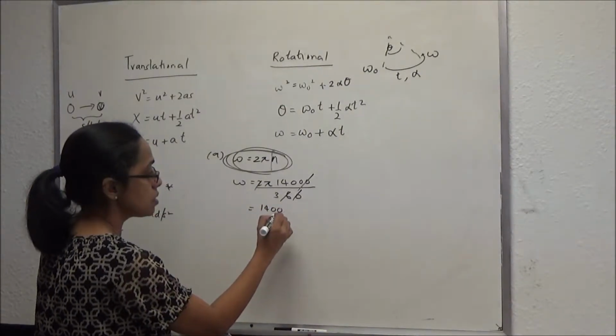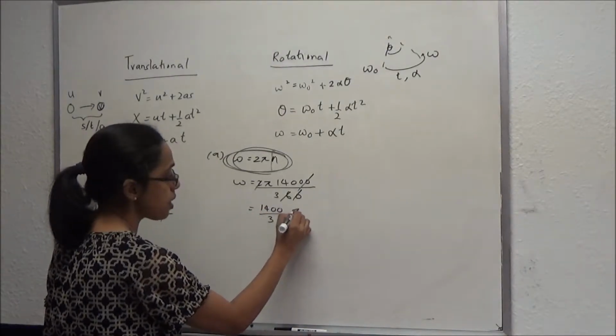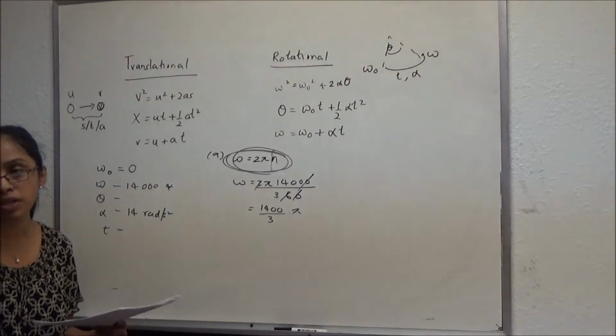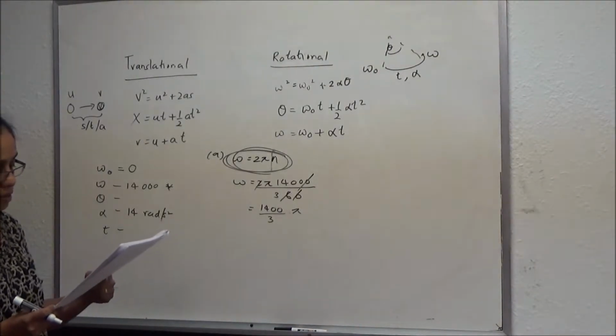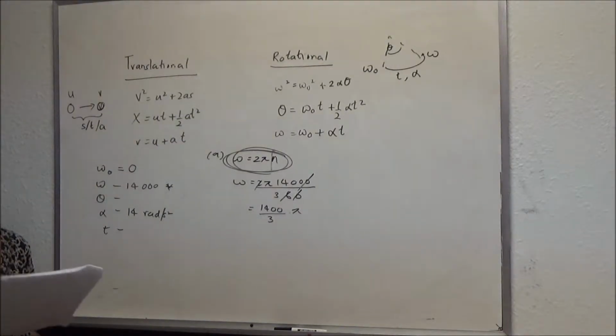1400 divided by 3 pi. Okay, let's simplify it later. Let's keep it as it is. You can simplify that later. Did you get it? It's like 46.22. Yeah, okay.